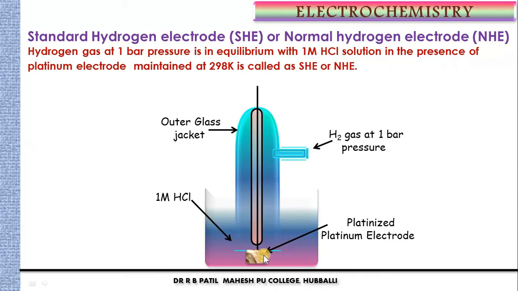So here an electrode potential develops, and in the standard hydrogen electrode, whatever electrode potential develops is taken as 0 according to the IUPAC convention, and the electrode potentials of other electrodes are calculated with the help of this standard hydrogen electrode. Hence this hydrogen electrode is used as a reference electrode.